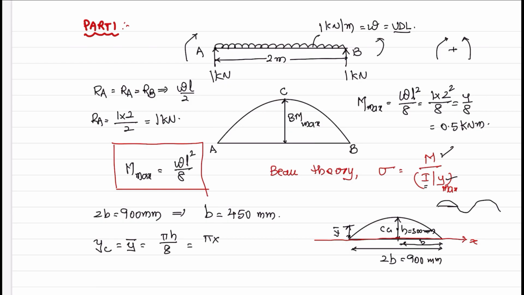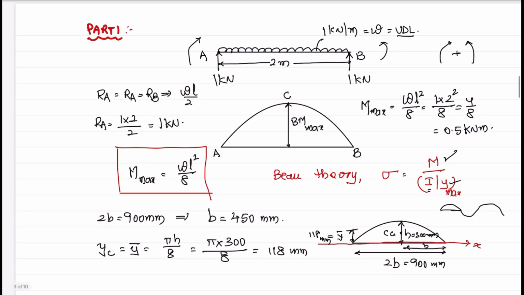Pi into h is how much? Pi into 300 by 8. This is y bar. Now, calculate y bar. Pi into what is h? 300 divided by 8. That is 117.8. Let us say for brevity 118. Let us not worry about the digits because the measurement is already in mm. 118 mm. Y bar is 118 mm.